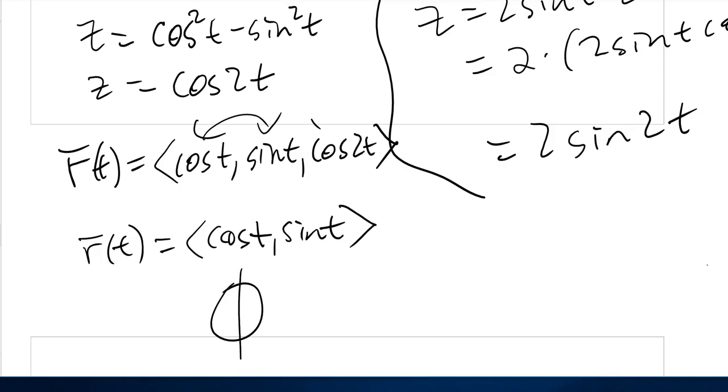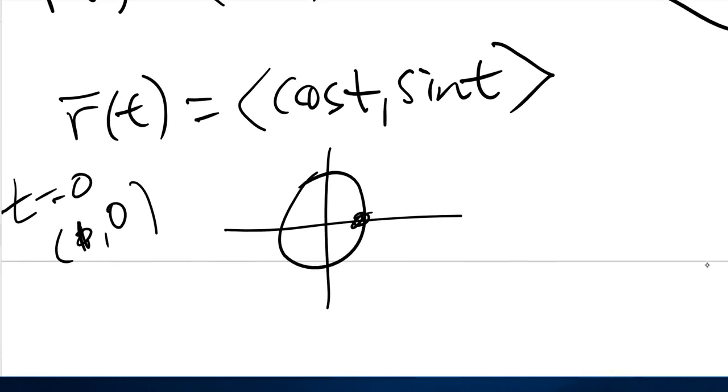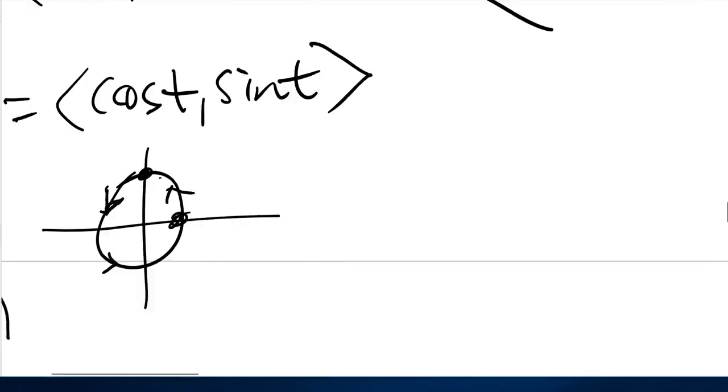Okay, so that's the circle that starts at, when t is 0, you have 1, comma 0. So this starts here at 1, 0. Let me blow this up. Here at 1, 0. And then when t is pi over 2, you get 0, 1. So it's 0, 1 is there. So it's going in this direction. This direction.